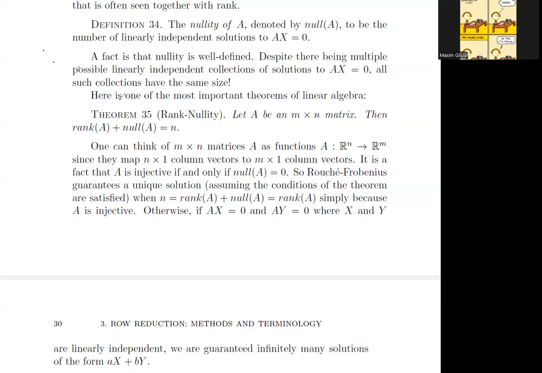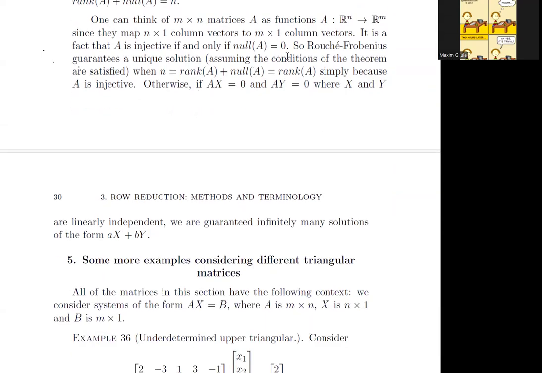So this is really interesting. Take some time to think about this. One can think of m by n matrices as functions from Rn to Rm, because A takes an n-vector to an m-vector. If we think of x in Rn and b in Rm, A takes x to something in Rm. So we could think of it as a function. It's a fact that A is injective, or one-to-one, if and only if the nullity of A is 0.